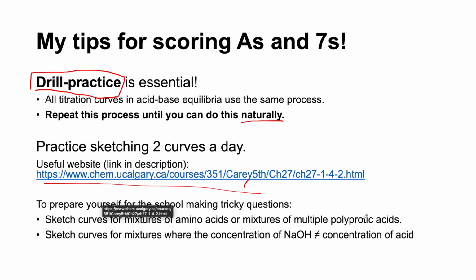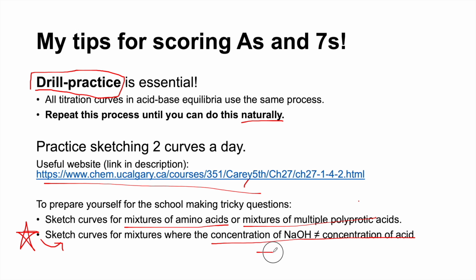Okay, and if your school, especially for the Singapore A levels, comes out to trap you and trip you up, what you can do is make it as complicated as possible. So sketch them for mixtures of amino acids or mixtures of multiple polyprotic acids. Although it's not really likely to come out; the most you get is a mixture of a dibasic and a monobasic weak acid. More likely that you should practice is this one, where you vary the concentration of NaOH to be different from the concentration of the acid.